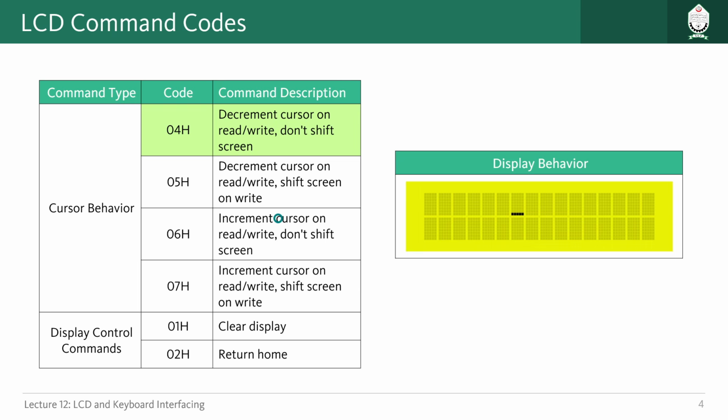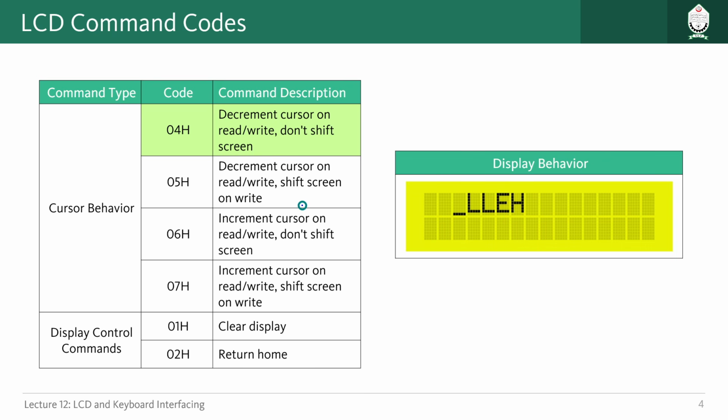Then another command code, which is also one type of initialization code. This controls the cursor behavior, how it will behave whenever you write something. There are possibilities like decrement cursor on read write, don't shift screen. If you look at this particular one, whenever you choose this mode and you write, the cursor will decrement each time you write something, but the screen is not shifted. What that means, if you look at the next one, you will understand.